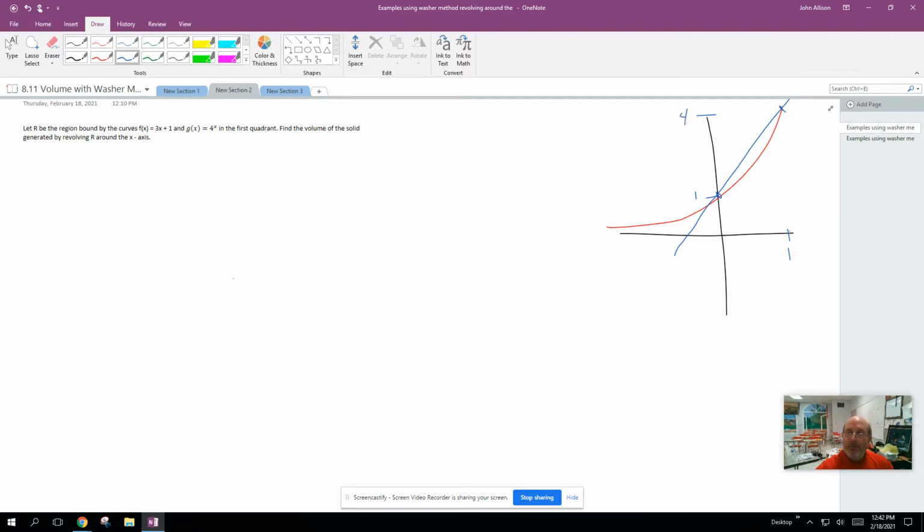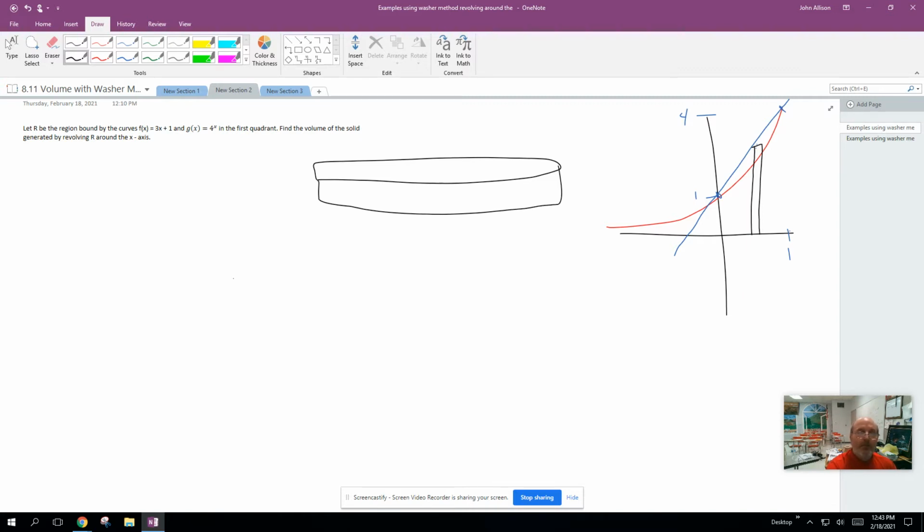And so the region that I'm looking for, this is R. So inside R, I'm going to draw one rectangle. As a matter of fact, I'm going to do the big rectangle from f of x because I'm going to do this by generating one large outside disk, and then I'm going to subtract from that the smaller inside disk.